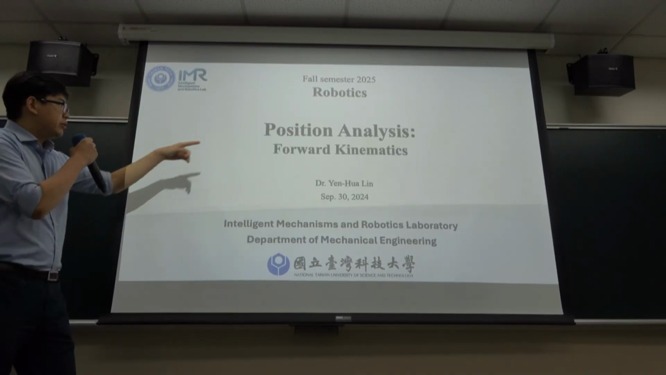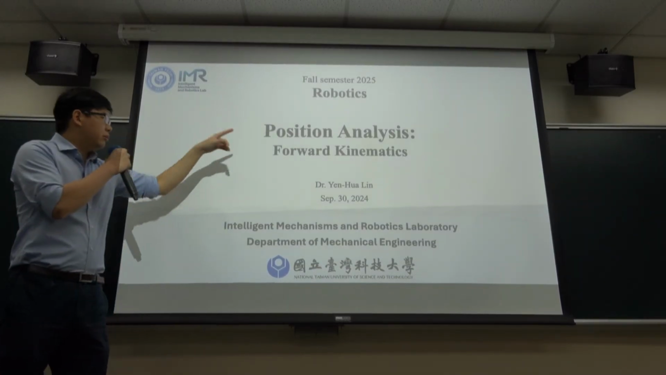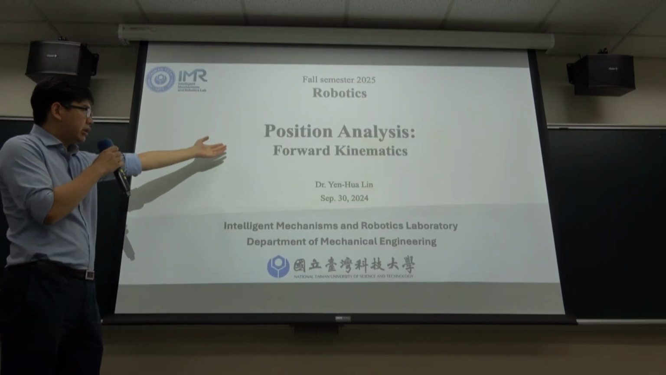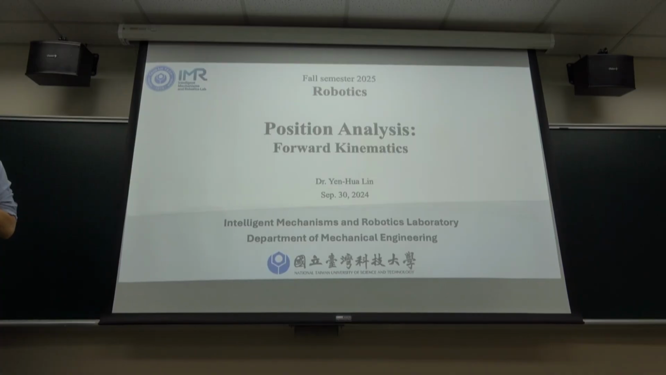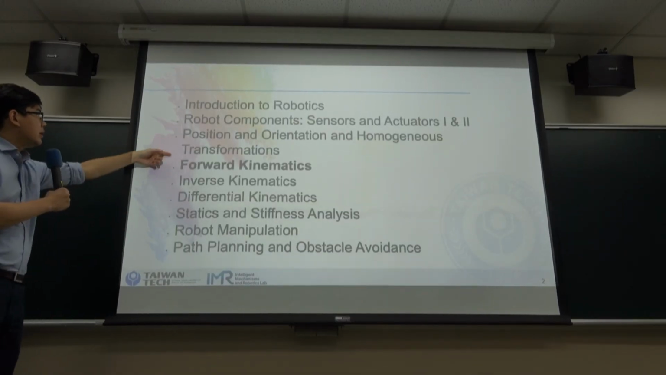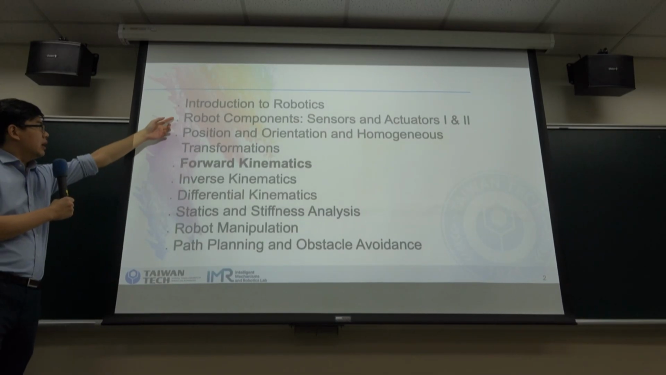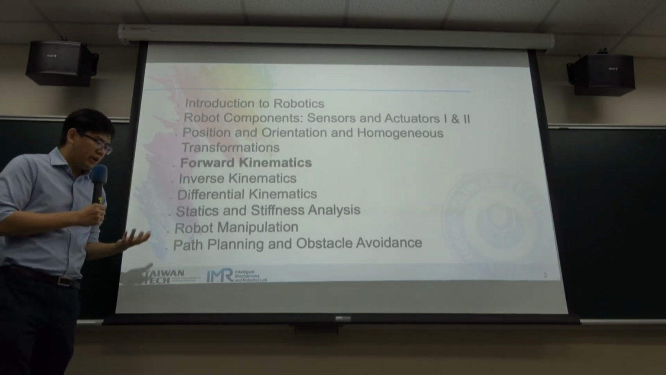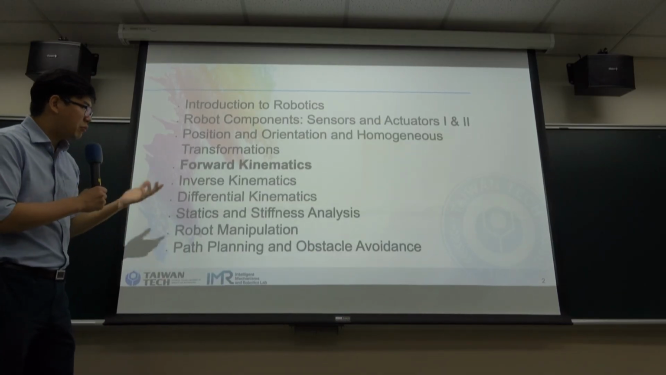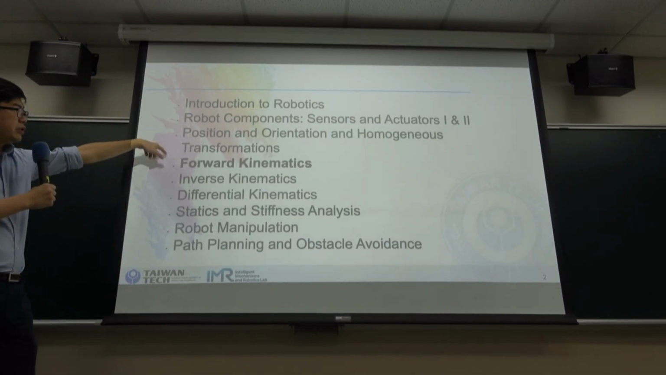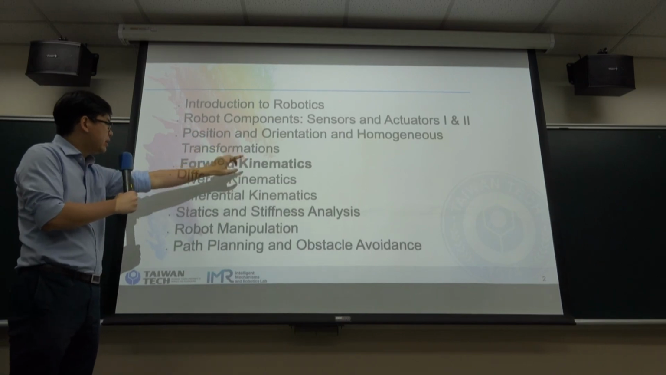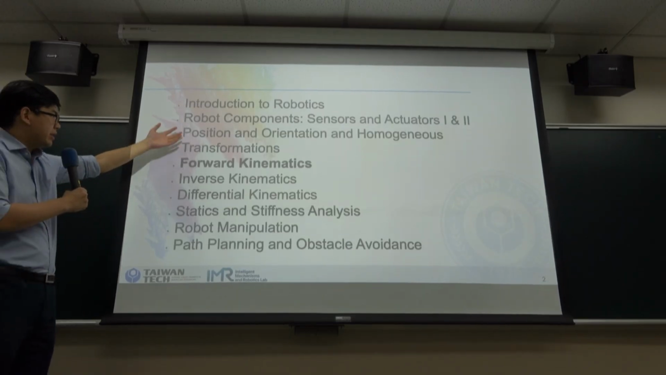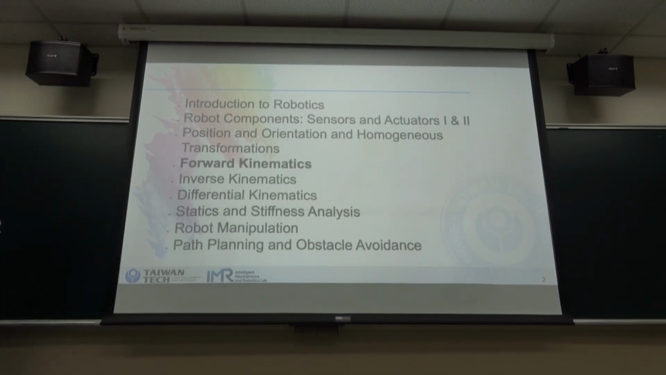So today we come into the position analysis. So it's the forward kinematics. So we'll explain what is the forward kinematics of the robots. So this is the topic. These two are the introductions. And from last week, we started to get to a mathematical modeling of the robots, which is the homogeneous transformation matrix. So to use this mathematical method is the forward kinematics.